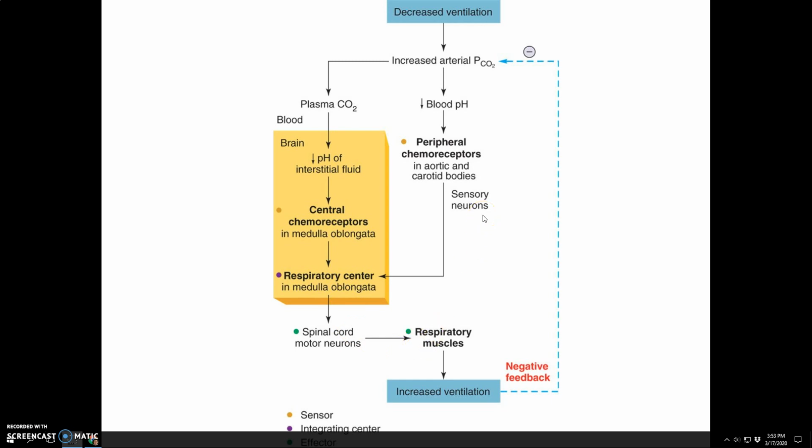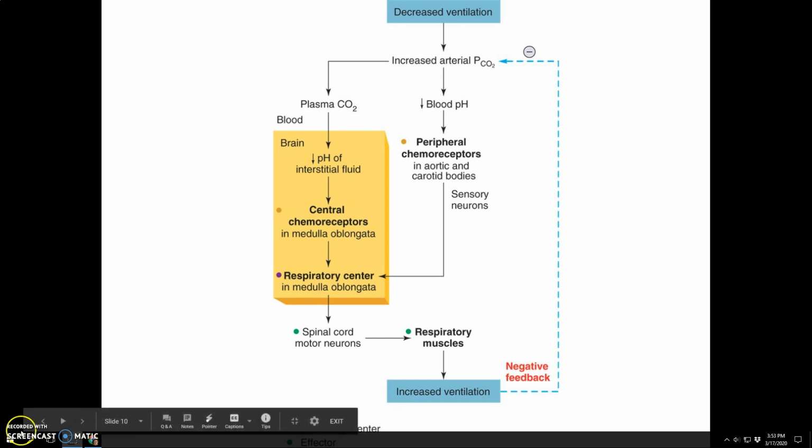One thing that's not shown in this diagram is that there's also a role for oxygen. It turns out that oxygen is a little less important in its immediate detection and role with respect to rhythmicity in the medulla, but it's also there. This diagram is focusing on those other two.